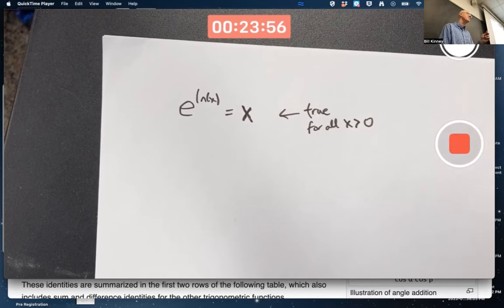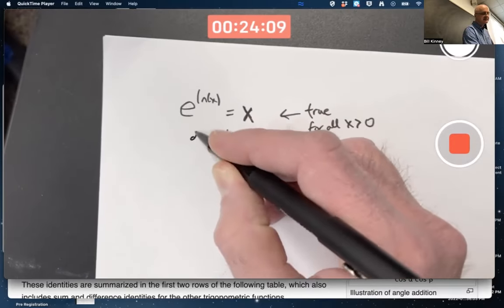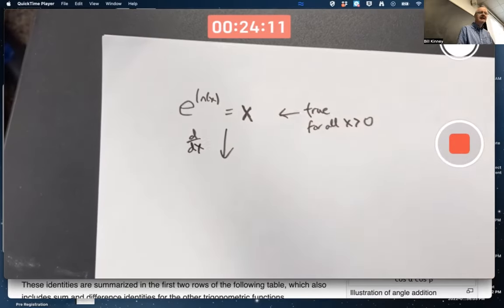Though you might wonder, does such a number really exist for an arbitrary positive x? The answer is yes, but that takes proof. So I'm about to differentiate both sides of this equation, applying the d dx differential operator to both sides.